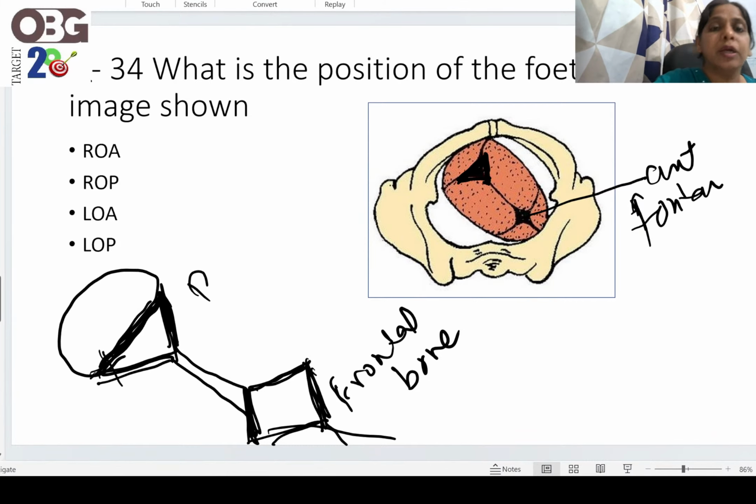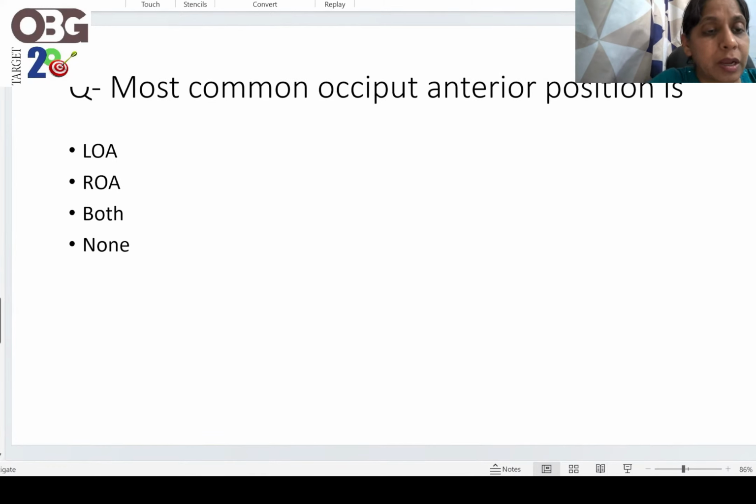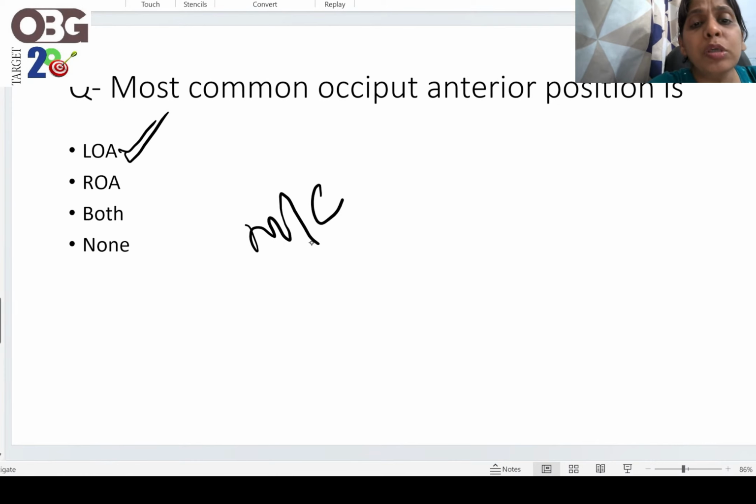So that is why this is in the left direction, but we have to know that this is the patient's right. So right occipito anterior. Most common occipito anterior position is left occipito anterior. Here I would like to tell you, write down in the comments box, most common position of fetus head.